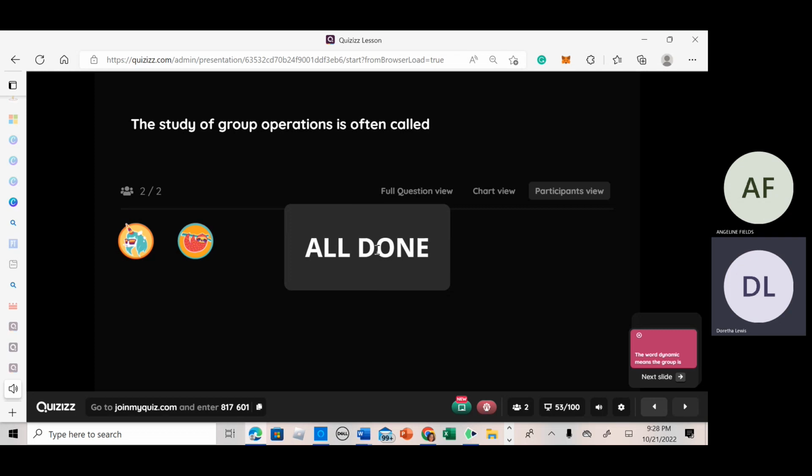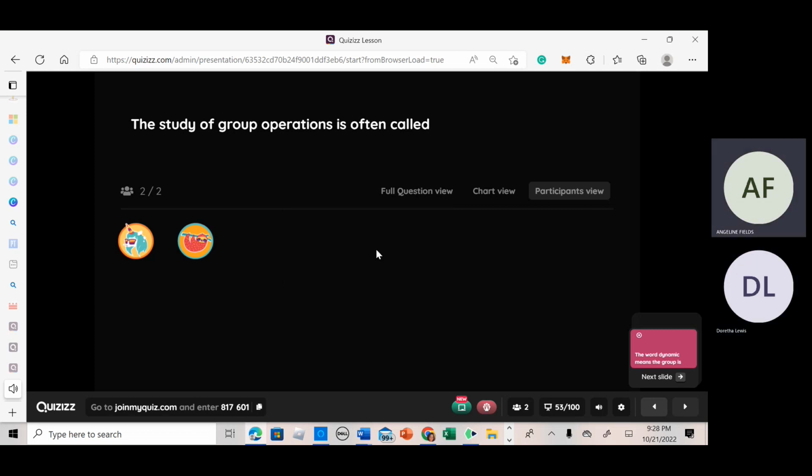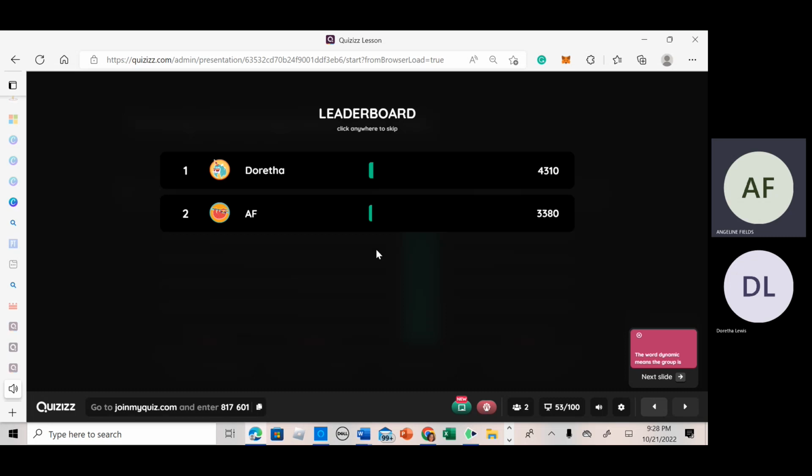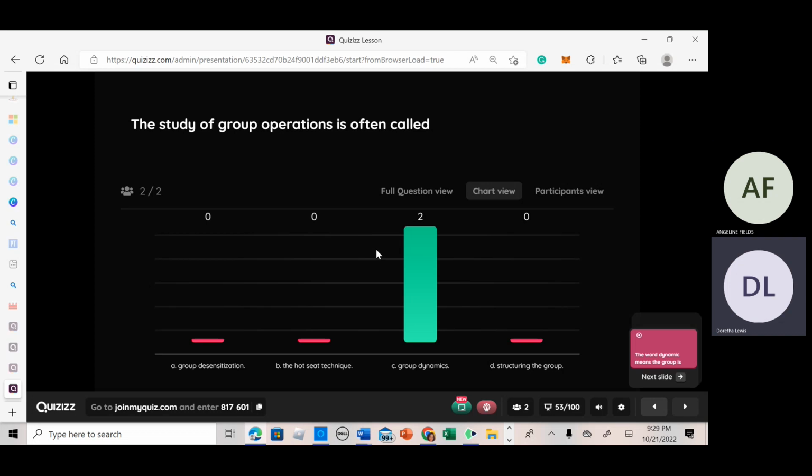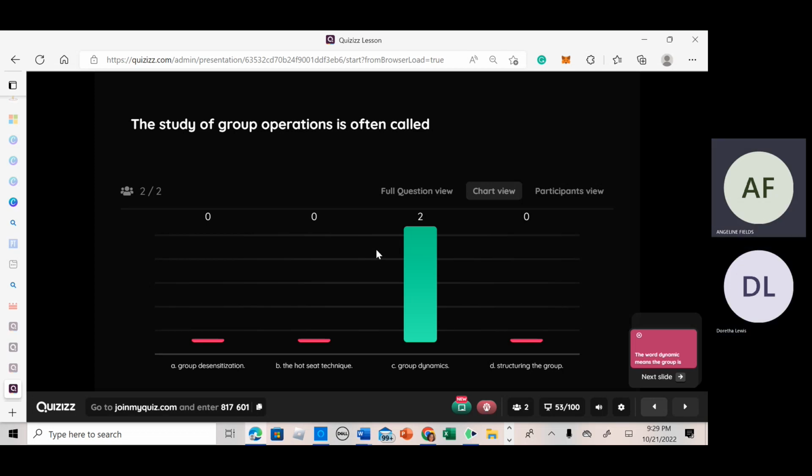I had to think about that one for a second. I had to pause, because I was stuck between the group dynamics and the structuring of the groups, but then I was thinking about the operations. What is it asking for specifically? It refers to the study of the interrelationships and the interactions between group members. To me, that defines the group operations piece for that answer.